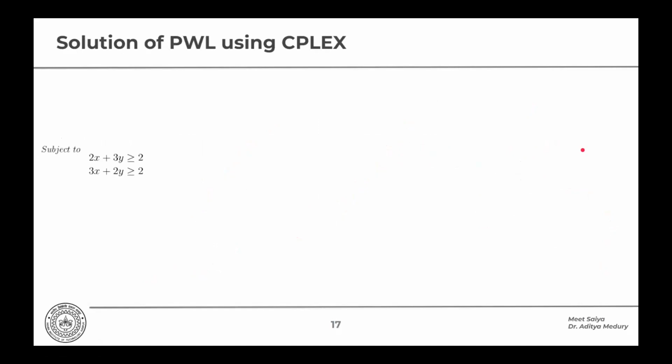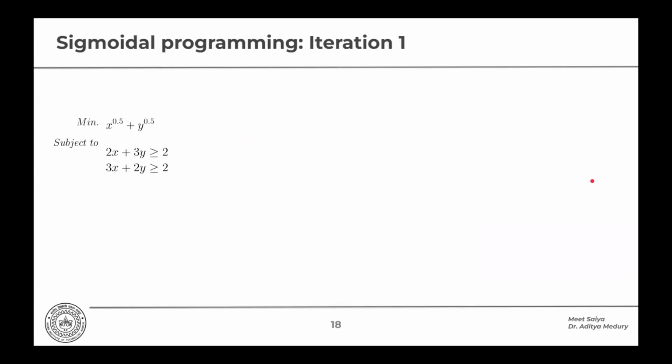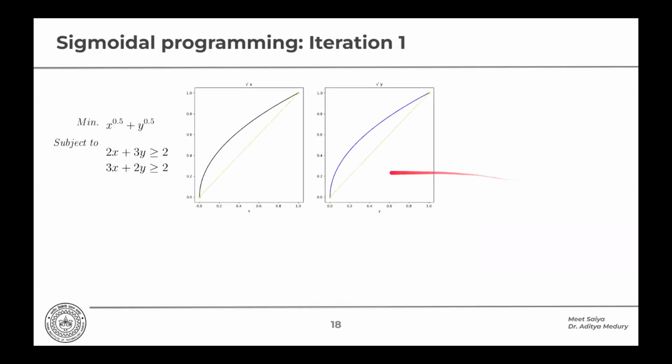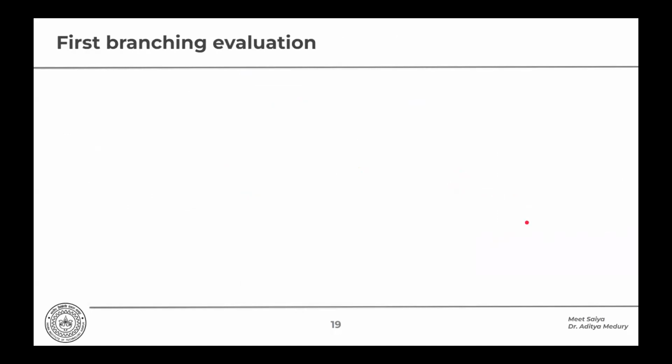And so here I've shown that if you solve in CPLEX, you get a solution, and we have two optimal solutions. For sigmoidal programming, the first thing we do is draw the tightest concave envelope, which is this straight line over here. The solution is going to be 0.4. And then we do branch and bound over here.